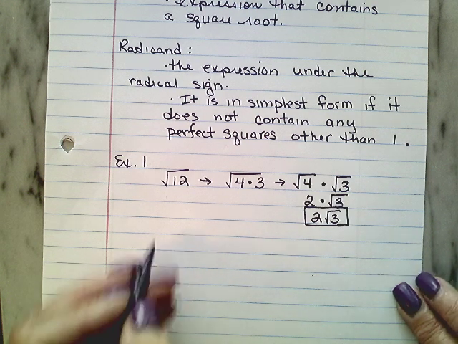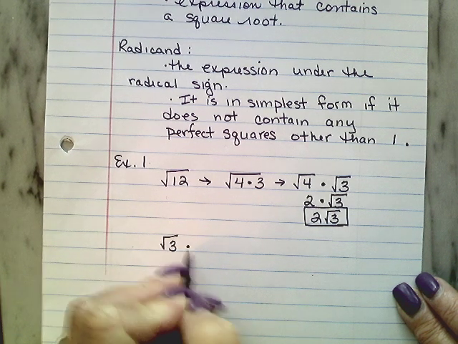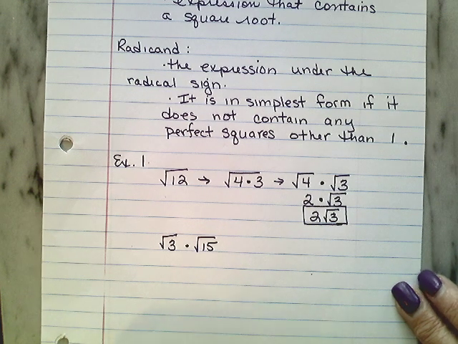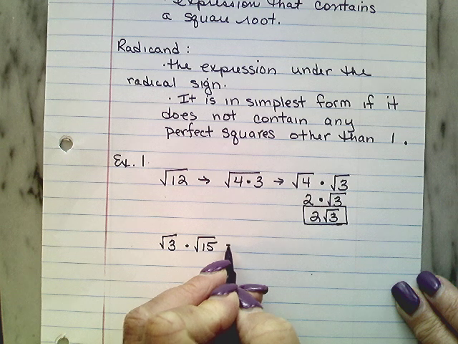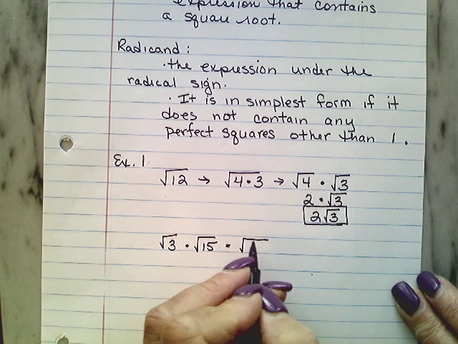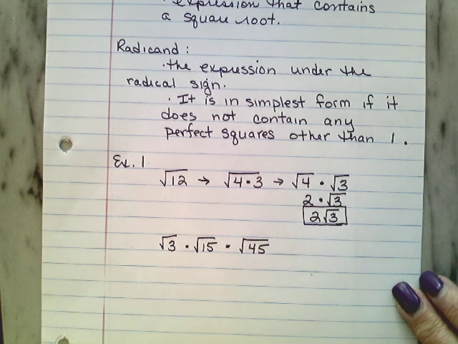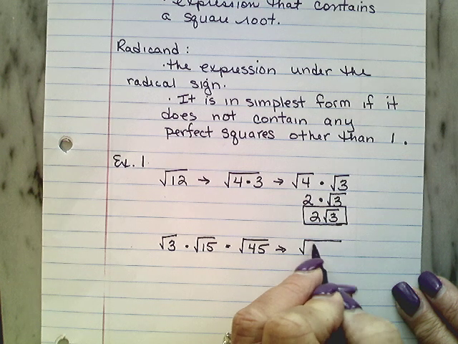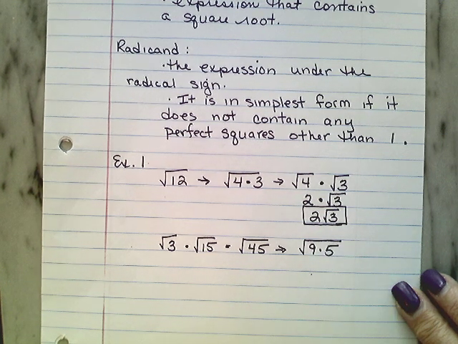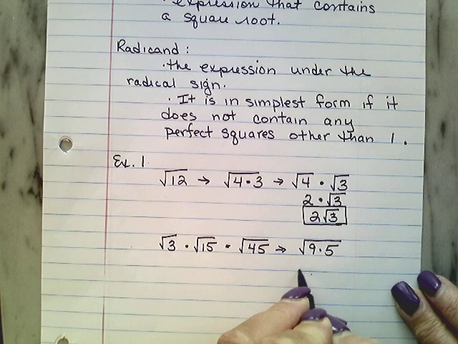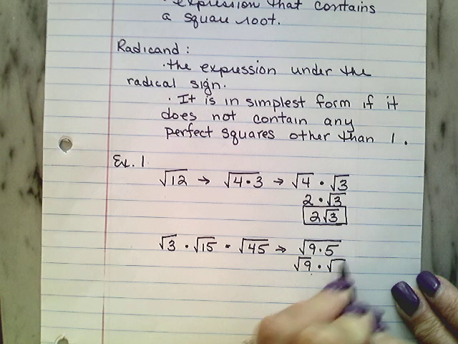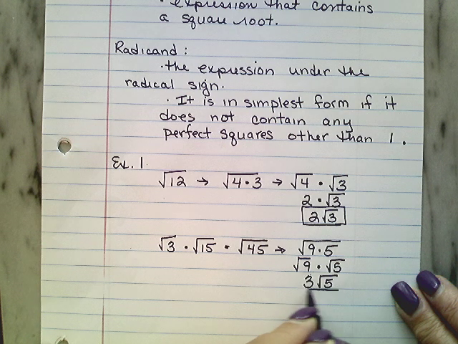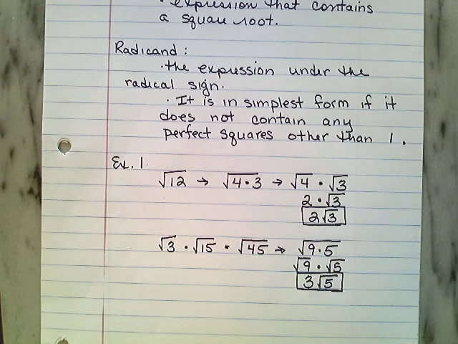So if we have the square root of 3 times the square root of 15, well, there's nothing that we can do with those two numbers because there's no perfect squares involved. However, if we multiply those together, we would get the square root of 45. The square root of 45 can now be broken down into 9 times 5. So now I have a perfect square. So I could take the square root of 9 times the square root of 5. Square root of 9 is 3 times the square root of 5. It's always understood to be multiplication between those two.